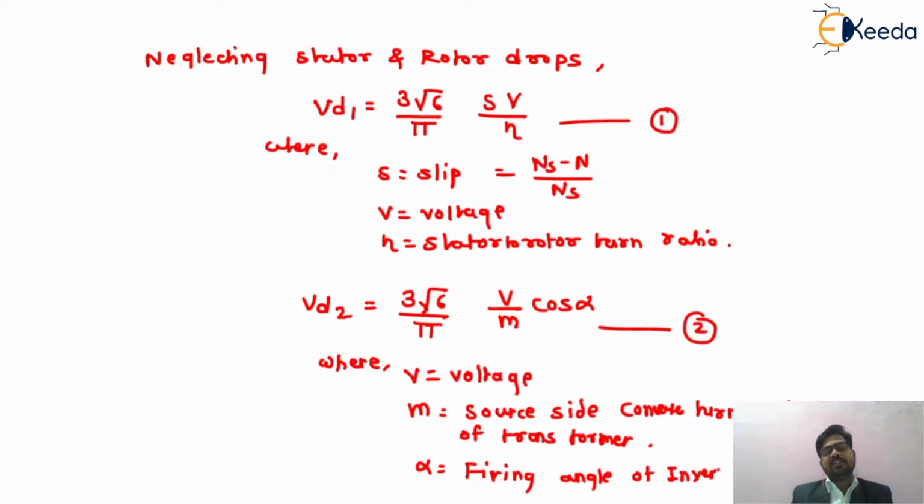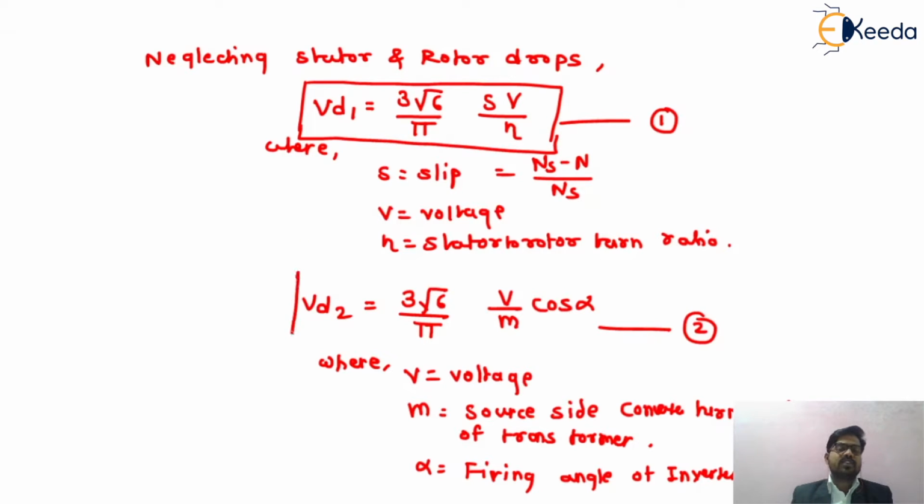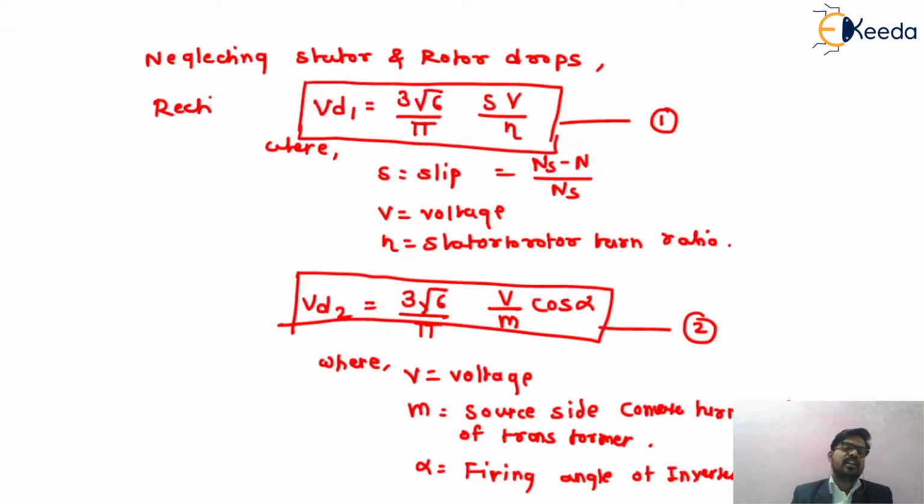So we are getting these two fundamental equations of your converter 1. This is called converter 1's equation. This will be a very important equation, because we will be using it for the next calculations, VD1 and VD2. As we know, this is for the rectifier and this is for the inverter.